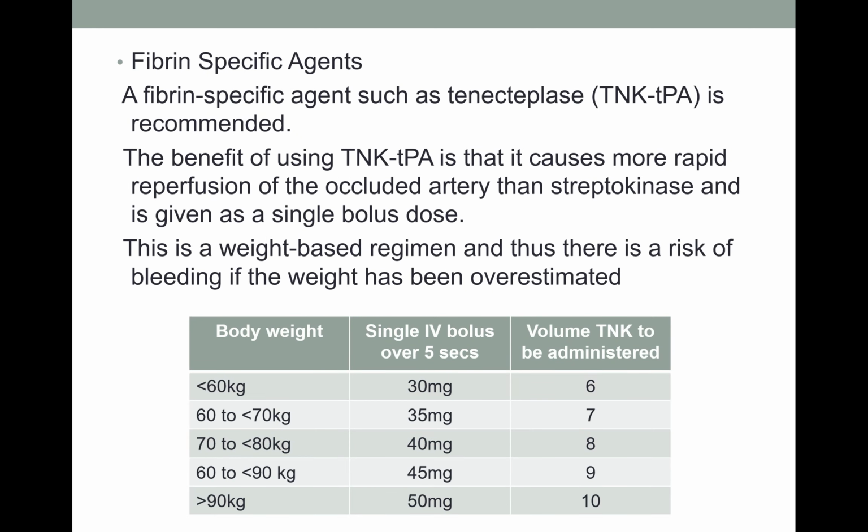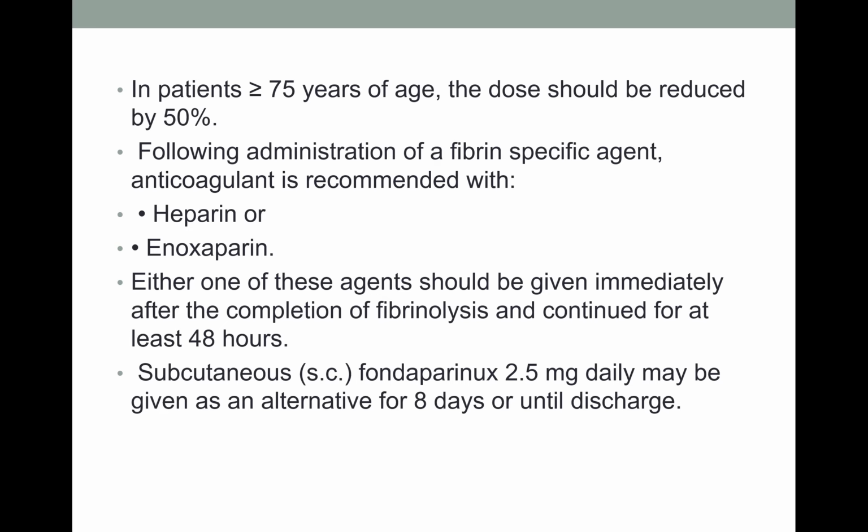Okay, so for tenecteplase, we can see how we administer it according to the patient's body weight, over the chart down here. Because of a higher risk of bleeding in patients more than 75 years old, we should reduce the dose by 50%. Following administration of a fibrin-specific agent, an anticoagulant is recommended, so either heparin or enoxaparin.